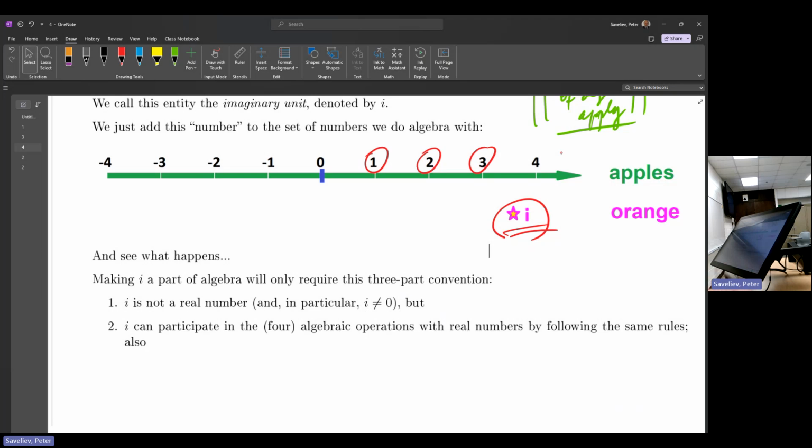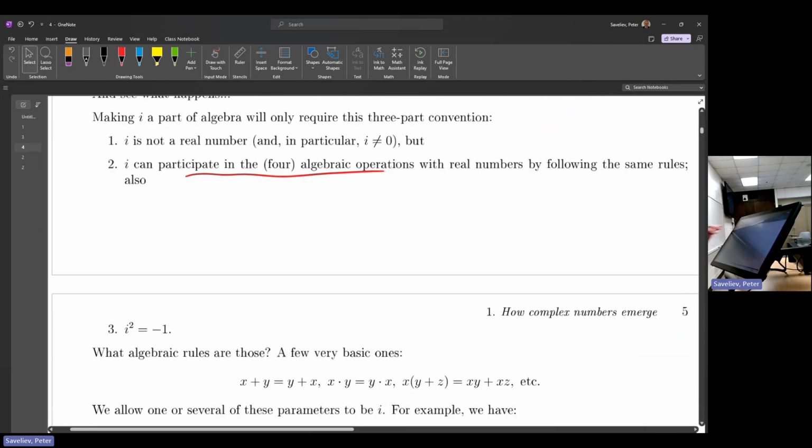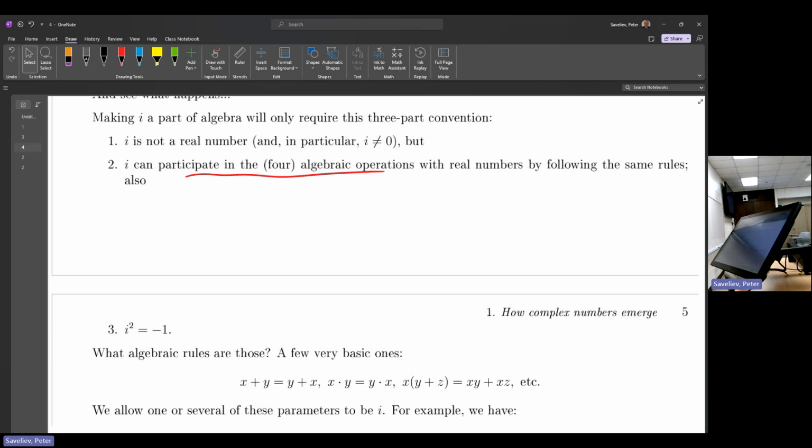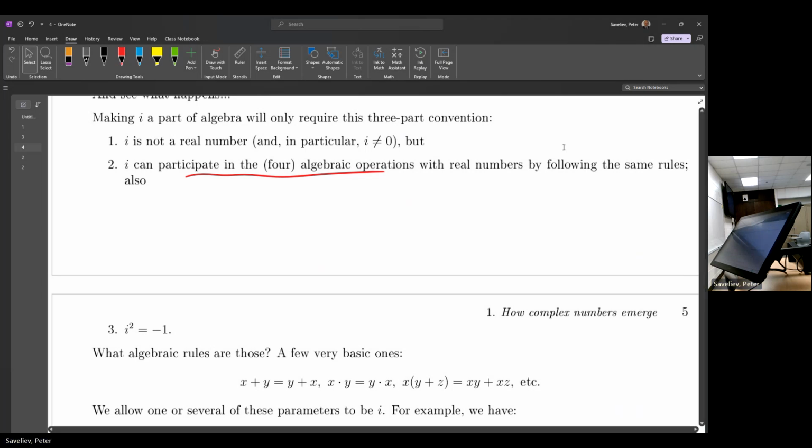These are the facts that we assume: i is not a real number, and it's not 0. But as I said, it can participate in all algebraic operations with the real numbers, following the same rules as we know: addition, subtraction. Even if you don't remember the rules, that's fine. And then i squared is equal to -1. That's assumption number 3 about this special so-called number. So an orange squared is equal to -1.